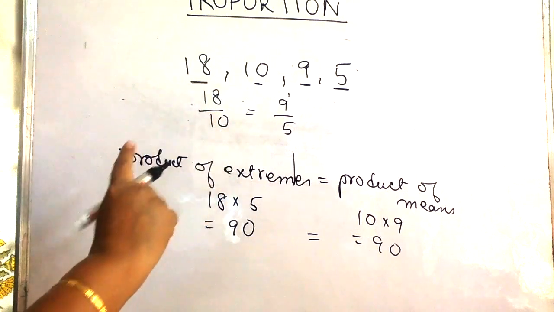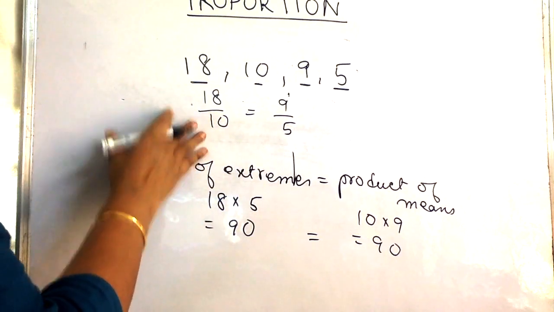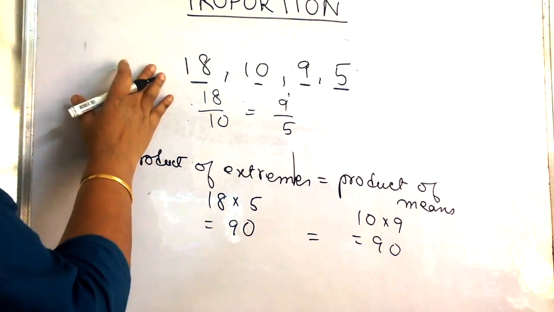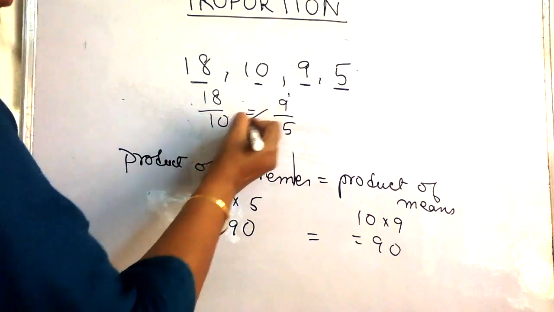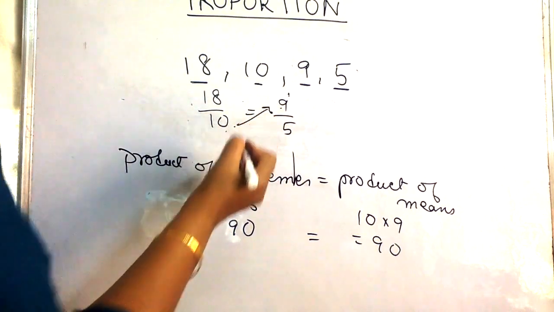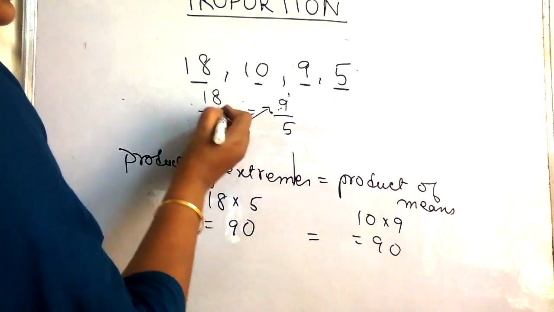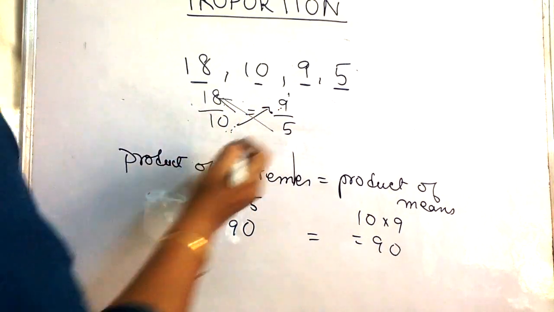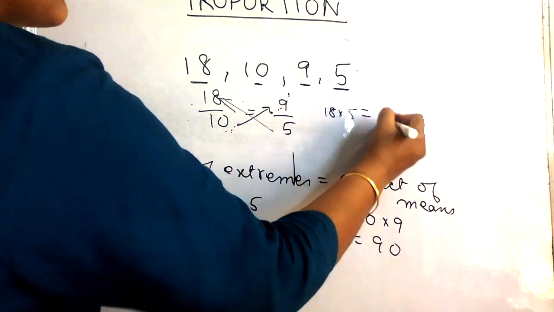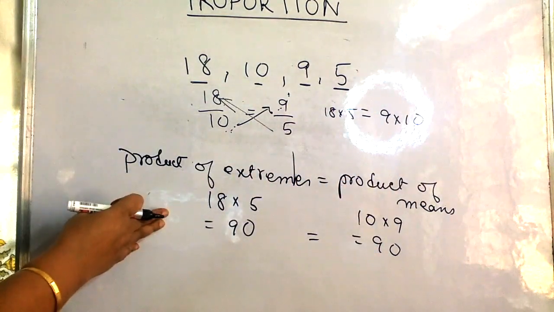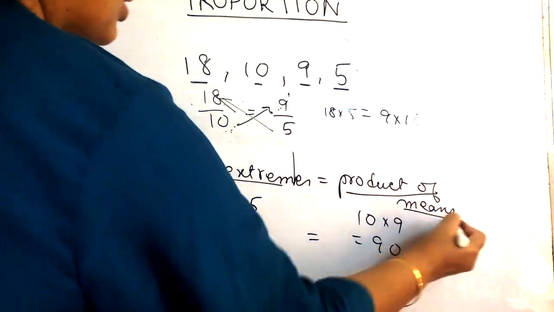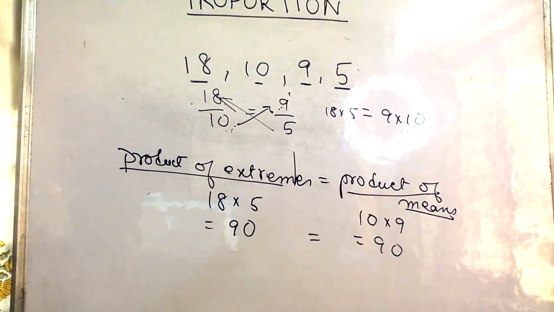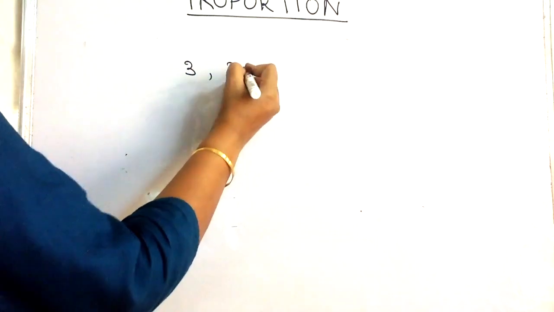Now, if they have to be in proportion, that is, if we have to say yes, these four numbers are in proportion, then according to algebra, remember the cross multiplication method, if we multiply this, that has to be equal to the product of this, that is 18 into 5 has to be equal to 9 into 10. That is exactly what we are doing here. That is why we always say product of extremes has to be equal to product of means, then the numbers are in proportion.